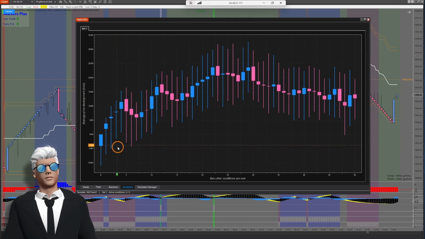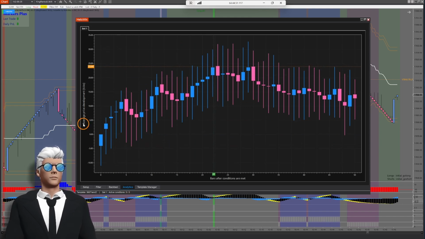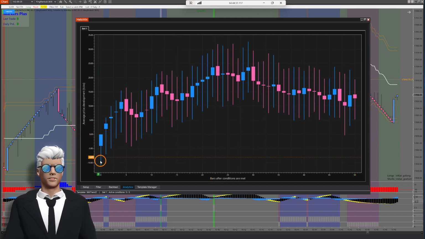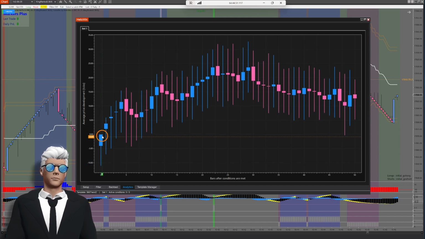So the analytics. This basically shows the average move per bar over all the trades that were taken. So bars after conditions are met, and this is the average. So on average, for bar 0, the execution bar, we are dropping at least 10 ticks, right? At least on average, we're doing that. And that's what you can expect.